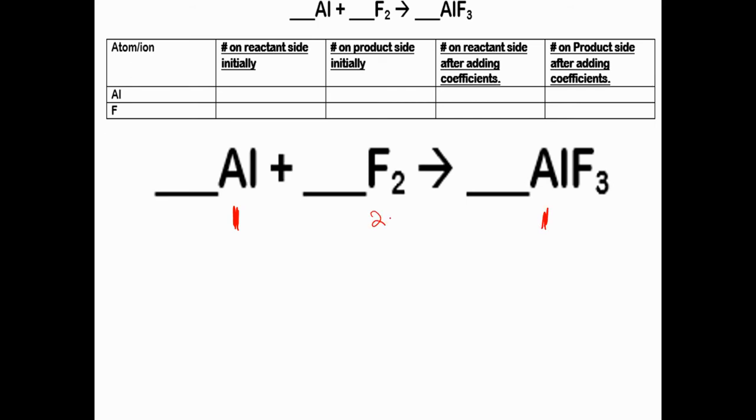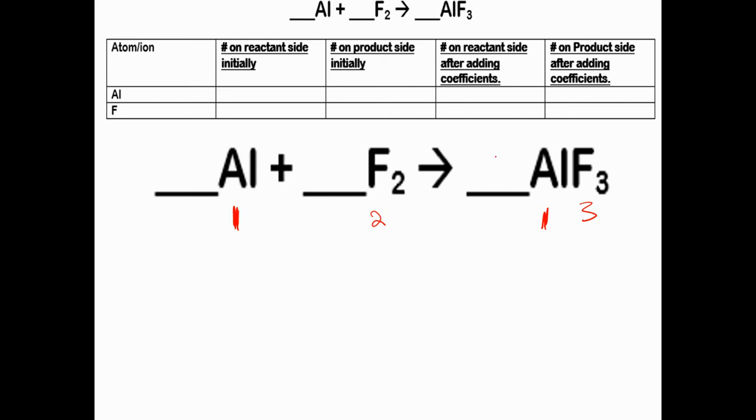My fluorine is 2, and my fluorine on the product side is 3. So my aluminums are okay, but my fluorines are off. So I need to find some multiple of 2 and 3. The easiest way to do that is just to do 2 times 3. Right? 2 times 3 is 6. That's the way I can connect the 2 and the 3.